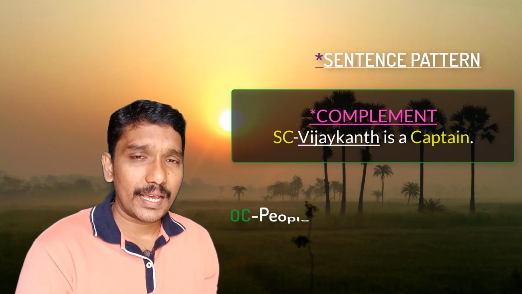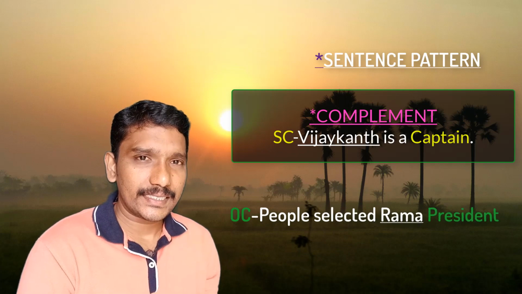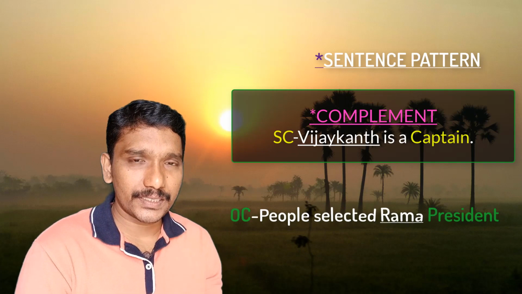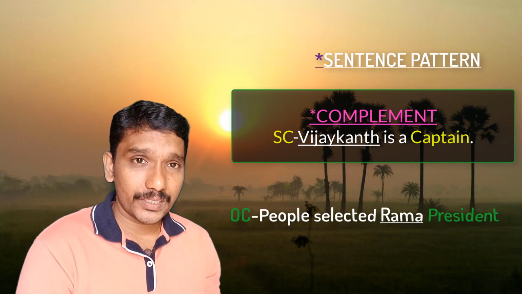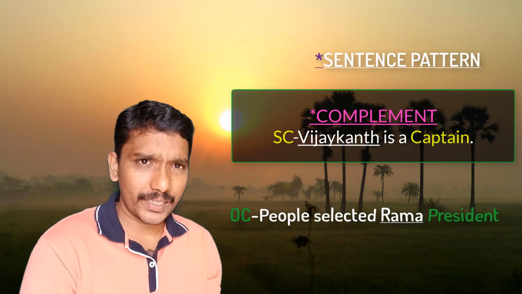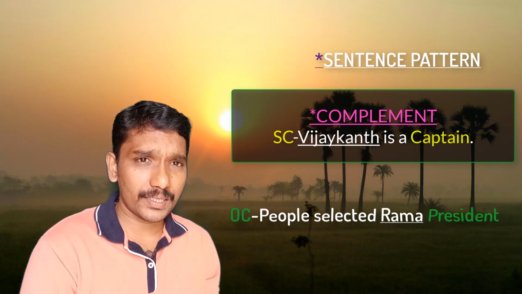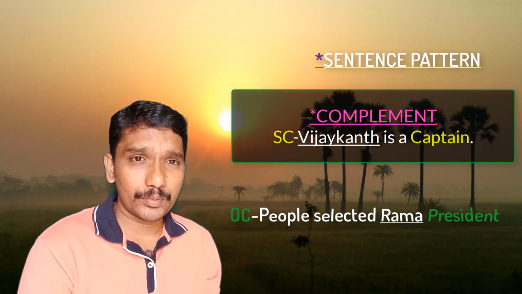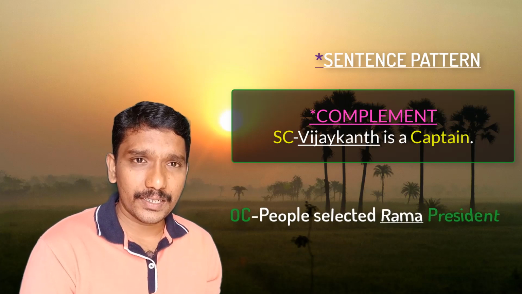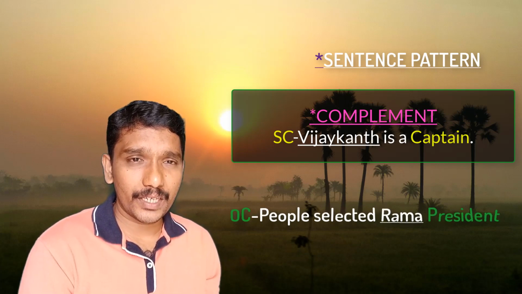Now we move on to object complement. People selected Rama president. In this sentence, after selected, we can have two words, Rama and president. Rama is also a naming word, president is also a naming word. So here we may have confusion about we can have two objects, so it may be an indirect object or direct object. But according to the clue, Rama is also a living object and president is also a living object, so it is not a direct object or indirect object.